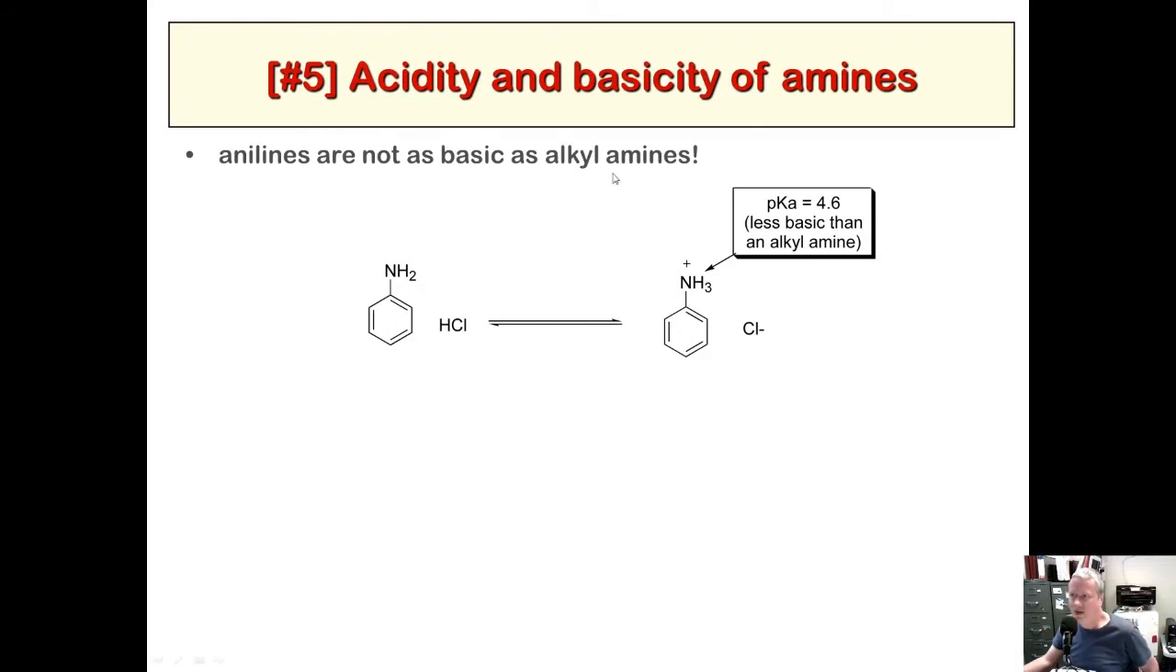Okay, and then the other thing is anilines are not as basic as alkyl amines. So the pKa is 4.6. And what was the pKa for a normal amine? You don't think about the pKa of the amine. You always think about the pKa of the conjugate acid, right? Because that's how you think about basicity. So if this was a normal amine, what did we say the number was? It was about 9 or so, right? So those are more basic. This is less basic. An aniline is less basic.